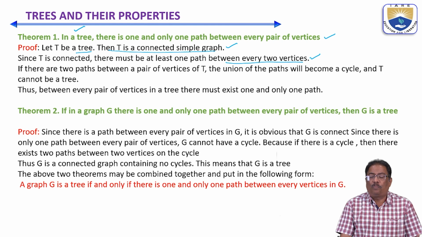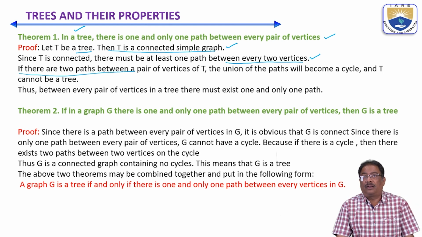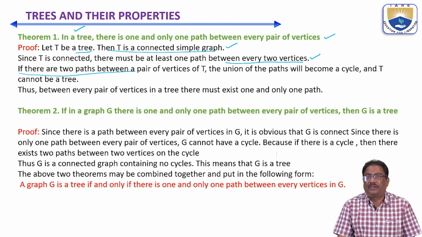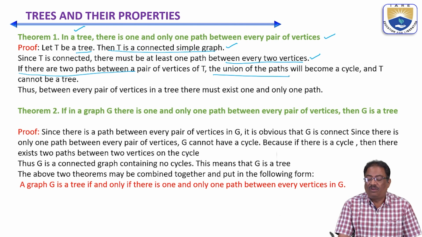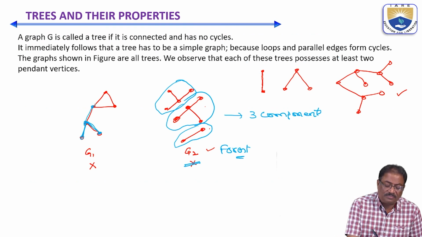If there are two paths between a pair of vertices, then the union of these two paths will form a cycle. So let us go for this. From this vertex to this vertex, let us say I am saying that between these two vertices, V1 and V2.